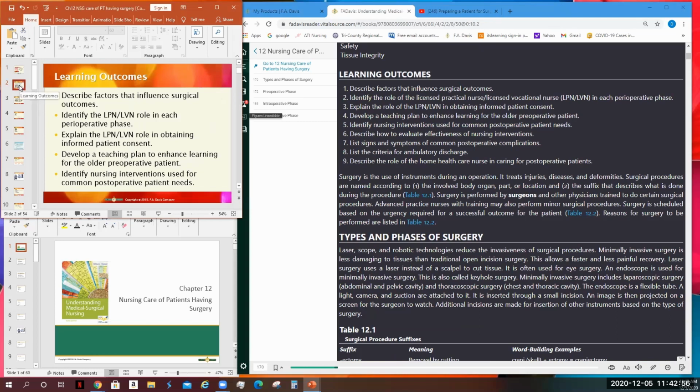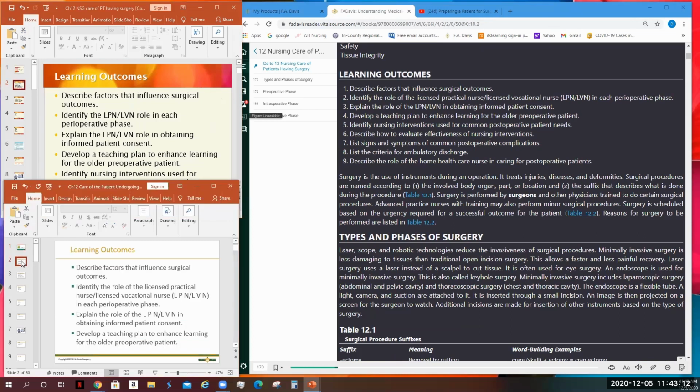Surgical procedures are named according to 1. The involved body organ, part, or location, and 2. The suffix that describes what is done during the procedure, Table 12.1. Surgery is performed by surgeons and other physicians trained to do certain surgical procedures. Advanced practice nurses with training may also perform minor surgical procedures.